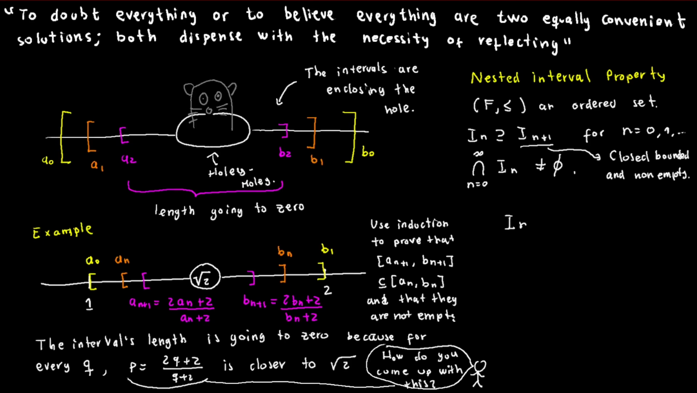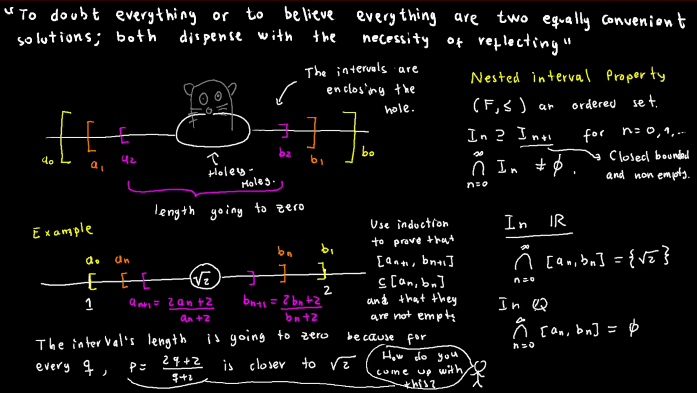Now, in the realm of real numbers, the intersection of these nested intervals contains only one element, the square root of 2. However, in the world of the rational numbers, the intersection of these intervals is empty. In other words, by using nested intervals, we were able to capture and identify the holes in the rational numbers. It's like we've equipped ourselves with the ultimate hole detecting tool.